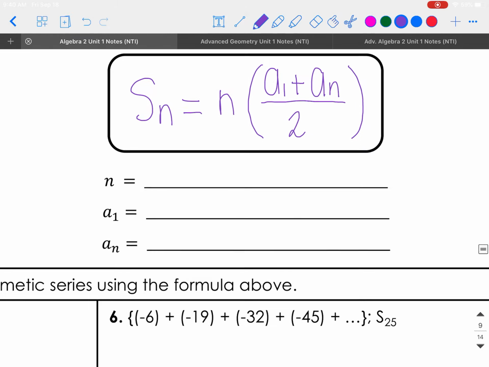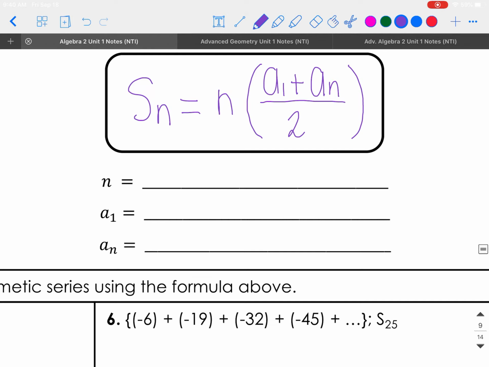So we're going to look at this formula and figure it out. So n, that is just the number of terms. How many terms are we adding together? That's n. A1 is your first term, and an is your last term.